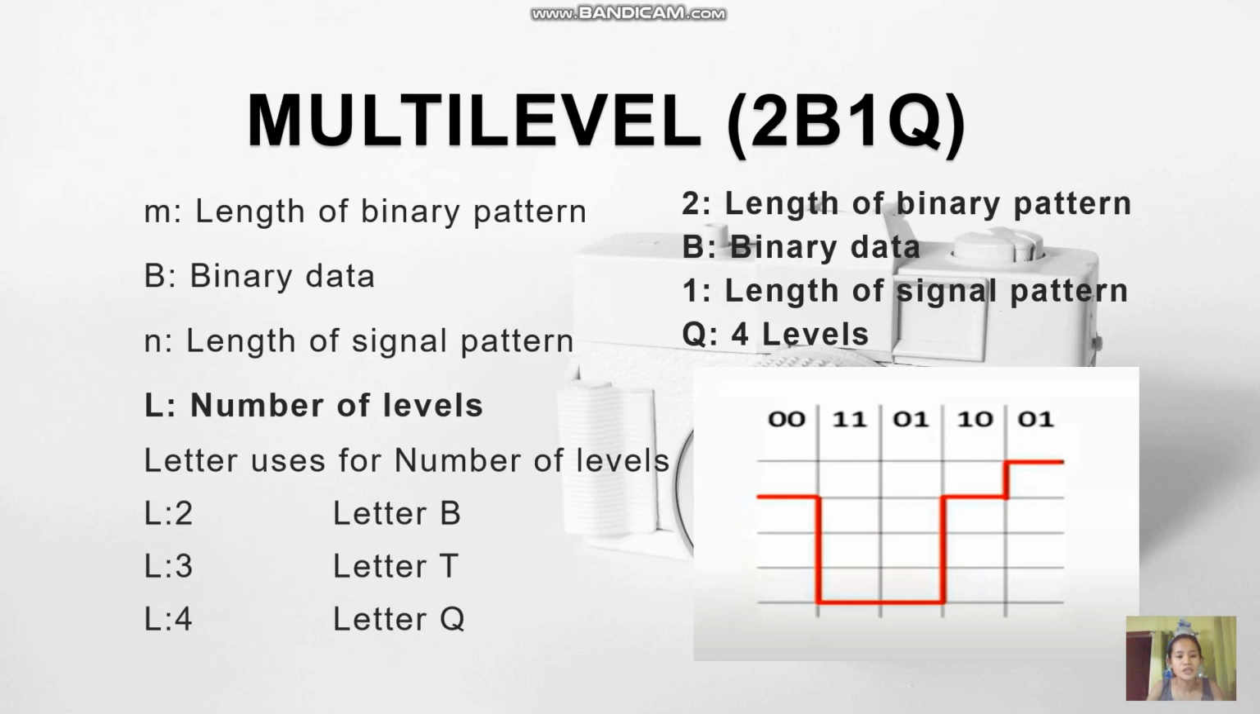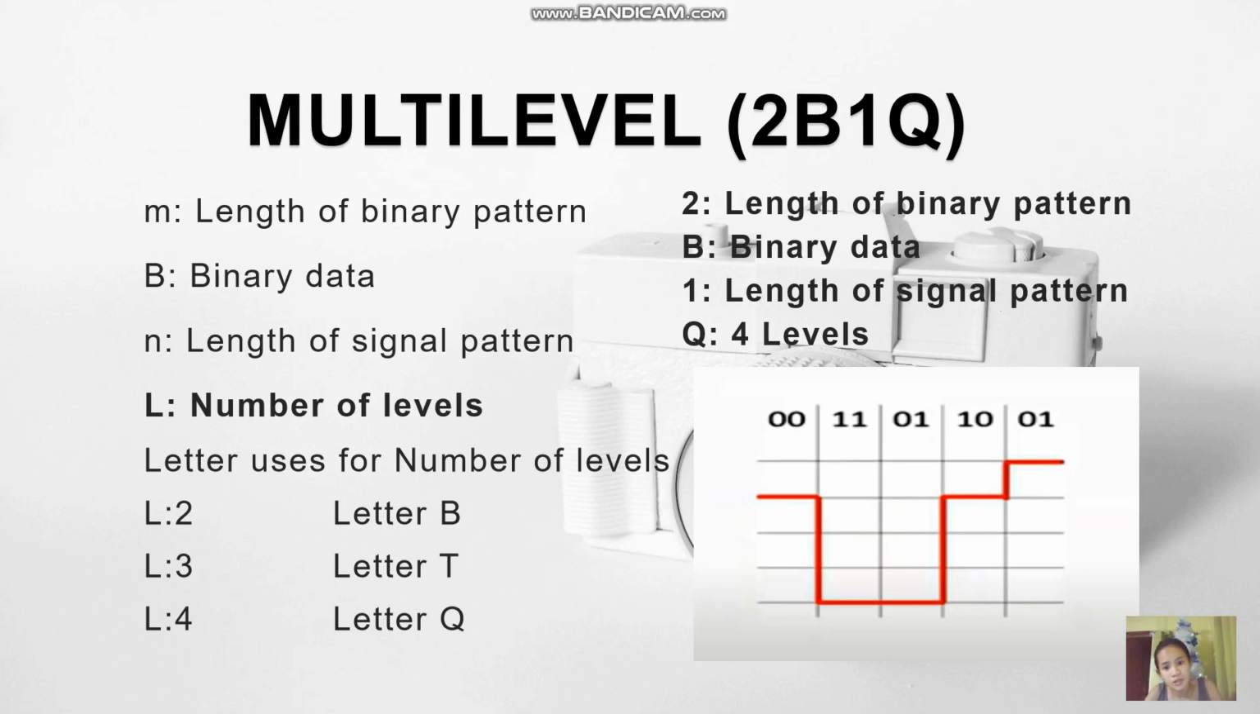All right, so this is a creative way to explain how to understand 2B1Q. M is the length of the binary pattern, B is the binary data, N is the length of the signal pattern, and L is the number of levels. The letter used for the number of levels: number 2 will be the letter B, number 3 will be the letter T, and number 4 will be the letter Q. So Q is the four levels.